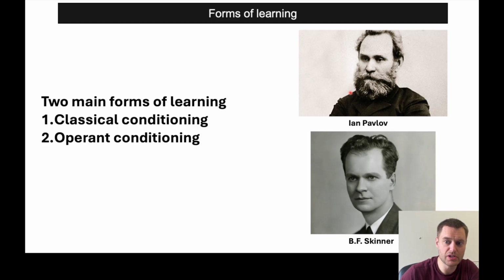No doubt you have heard of Ivan Pavlov and B.F. Skinner, as these names are extremely fundamental to the study of psychology. They are essentially the fathers of classical conditioning, Ivan Pavlov, and operant conditioning, B.F. Skinner. So you'll need to know that Ivan Pavlov is the guy that coined classical conditioning, or associative learning, and that B.F. Skinner is the one that did operant conditioning.